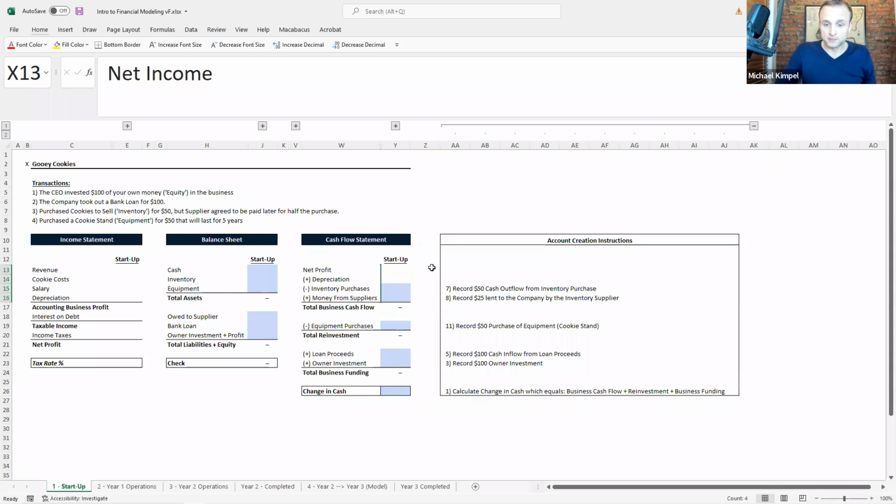For right now, I'm actually going to start over on the cash flow statement. So I'm going to close the balance sheet and we're going to start working through the steps of this exercise to really start building out the basis of our financial model.